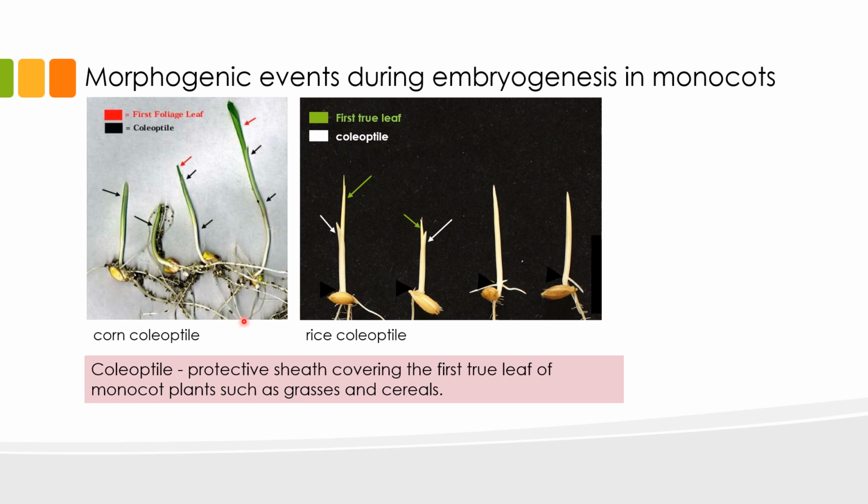In this example on the left, we have the coleoptile of corn as indicated by the black arrows. Maybe it's clearer in this picture here. On the right, we have another example of how a coleoptile looks like in rice. The coleoptiles are the ones indicated by the white arrows here and here.